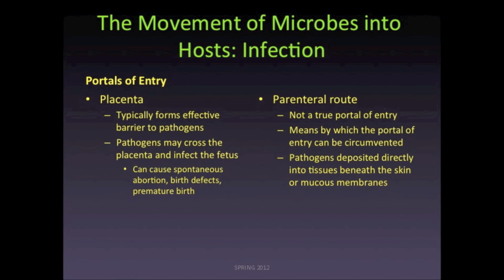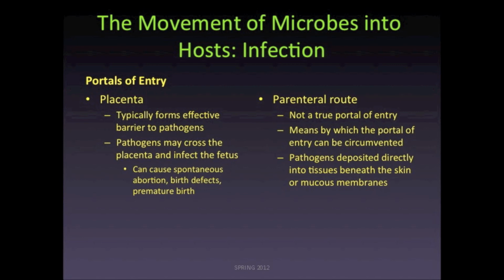The placental membrane is generally a protective barrier for the developing embryo or fetus. However, there are some pathogens that are able to breach the barrier to cause infection of the embryo or fetus. This may lead to devastating consequences such as spontaneous abortion, birth defects, or premature birth. Among the pathogens capable of crossing the placental membrane include the causative agents of syphilis, AIDS, the German measles, and toxoplasmosis.